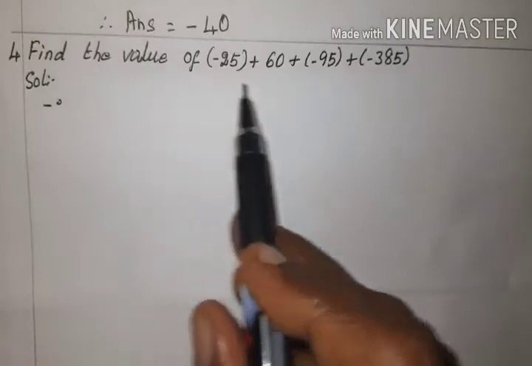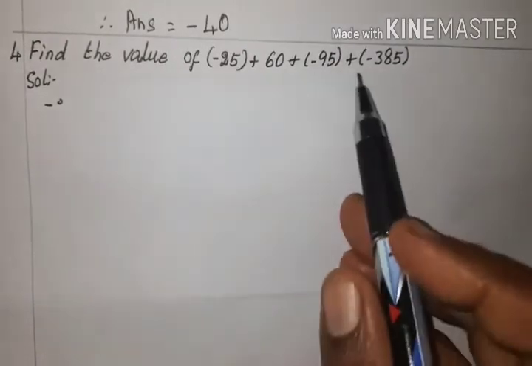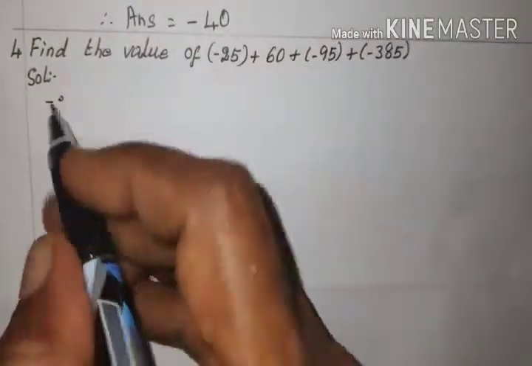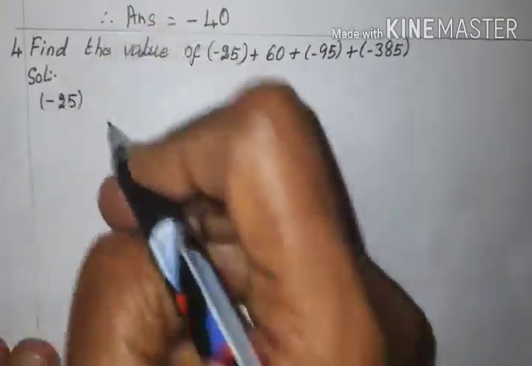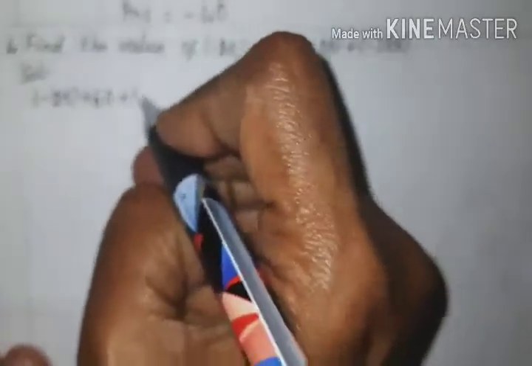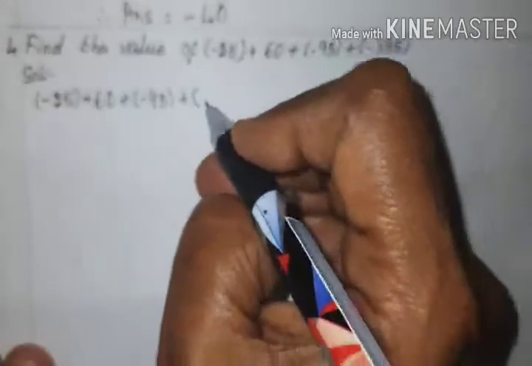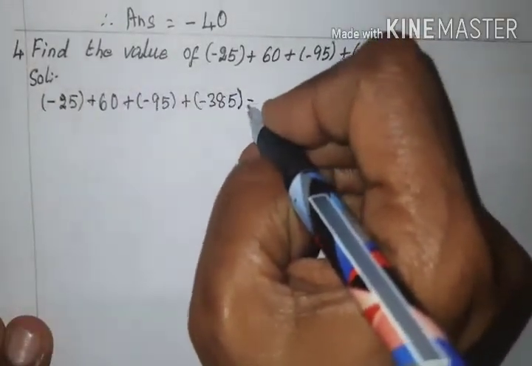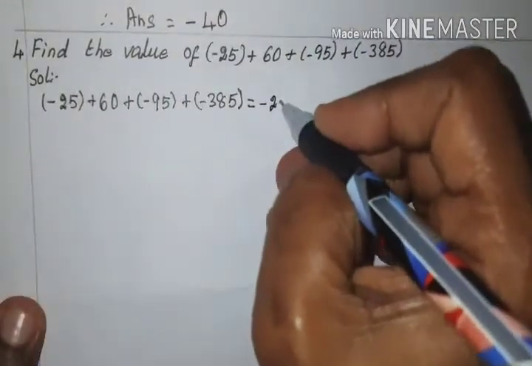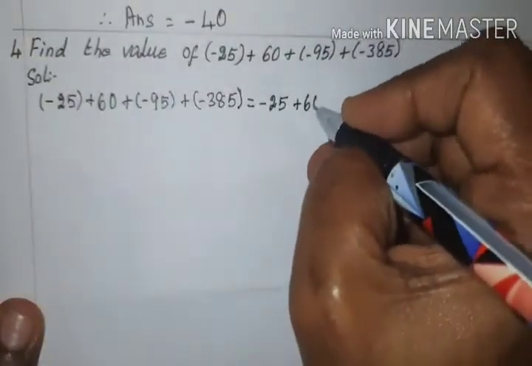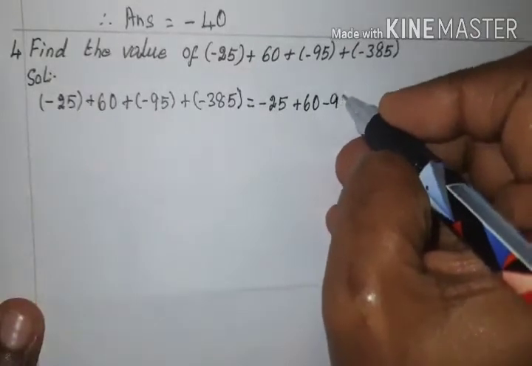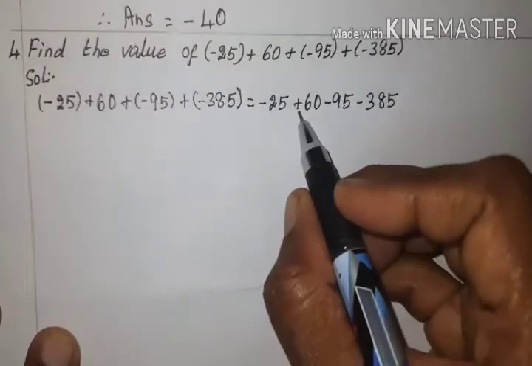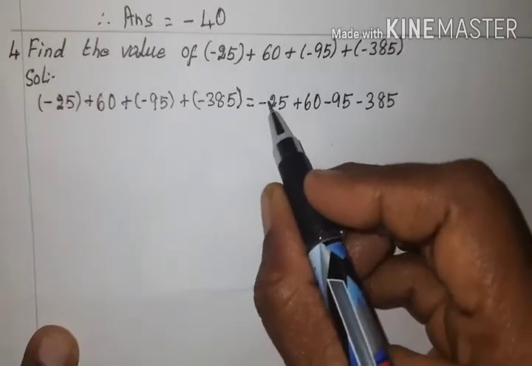Fourth question: find the value of minus 25 plus 60 plus minus 95 plus minus 385. Minus 25 plus 60 plus minus 95 plus minus 385 equals minus 25 plus 60, plus minus 95, plus minus 385. There is only one plus number, and the other three numbers are negative.